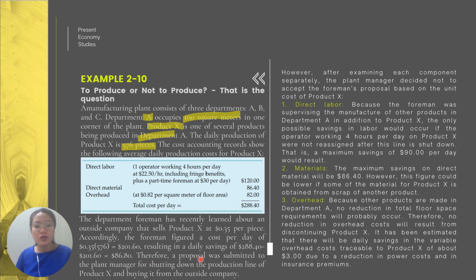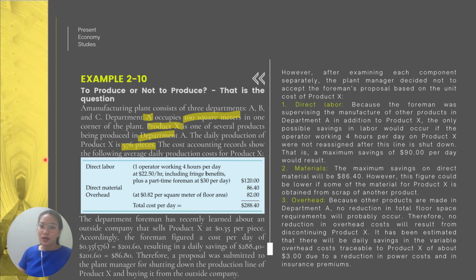Therefore, a proposal was submitted to the plant manager for shutting down the production line of product X and buying it from the outside company. Diba? Makasave man kag 86.8. Ato na lang i-cut ang production cost, then mag-outsource na lang ta sa another company. Now, however, after examining each component separately, the plant manager decided not to accept the foreman's proposal based on the unit cost of product X. Muna siya ang defense ni plant manager.